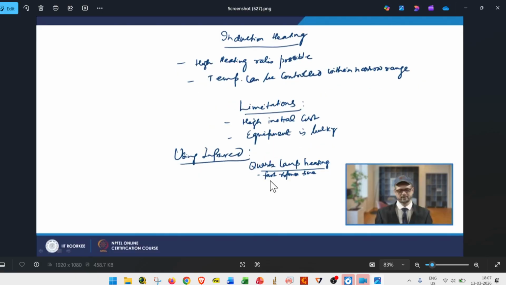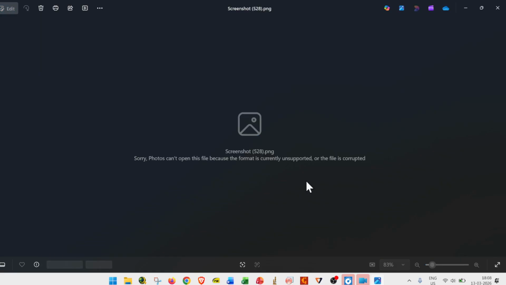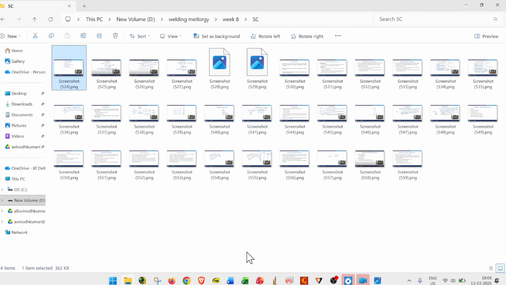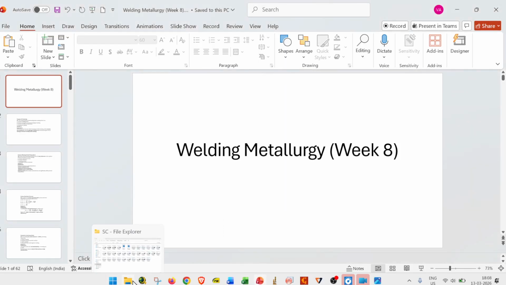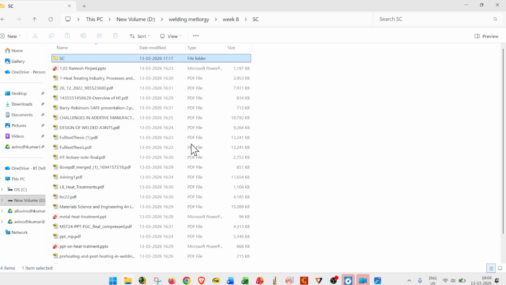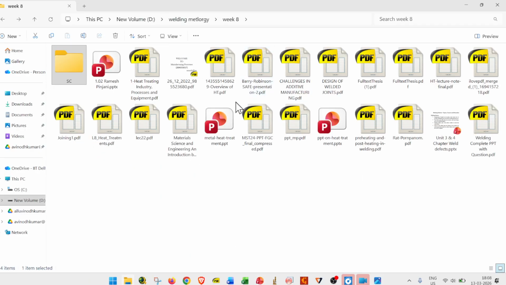Next, induction heating and quartz lamp heating. Those also give very controlled heat input. We can control it, but the problem is that those are expensive, very sensitive to contamination, and fragile. So based on the applications, we choose. Okay. So now we have brought some slides, so maybe we can go through those.